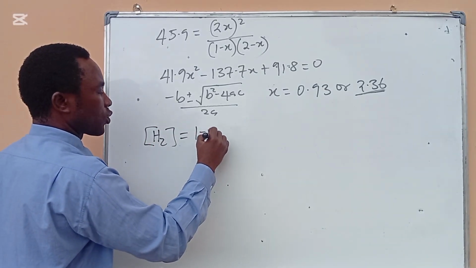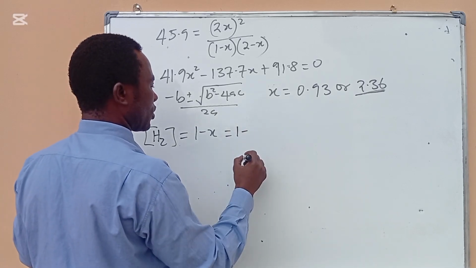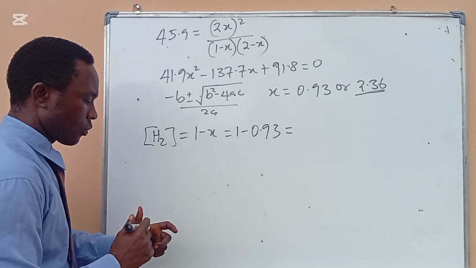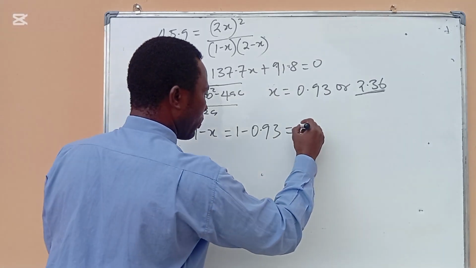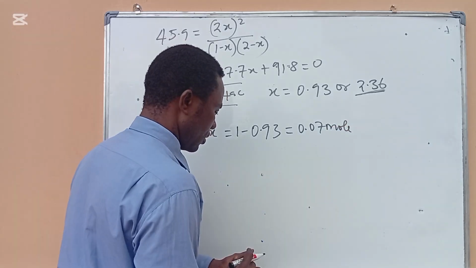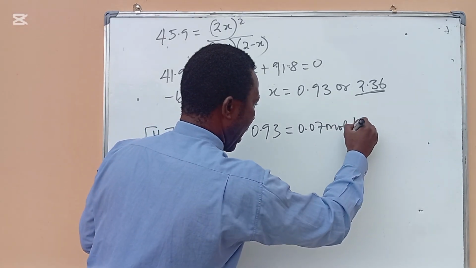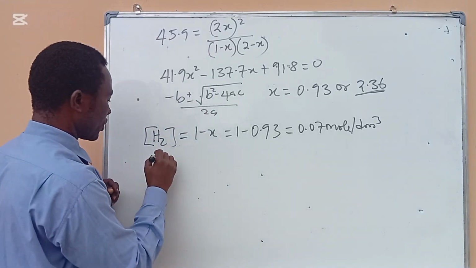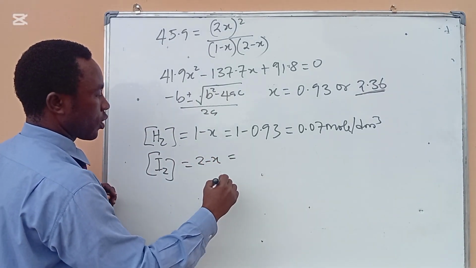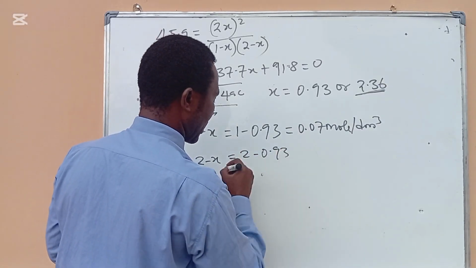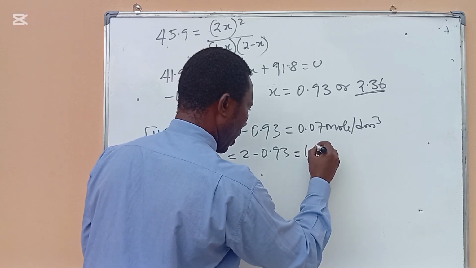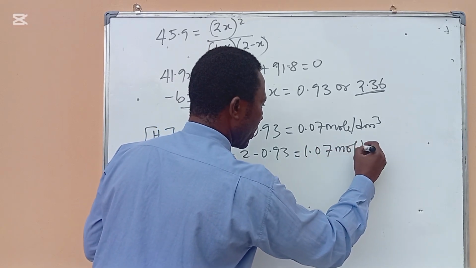Having accepted this, we can now see that the concentration of hydrogen at equilibrium, which is equal to 1 minus x, will be exactly 1 minus 0.93, and that will give us 0.07 mole per dm cube for hydrogen. Then the concentration of iodine, which is equal to 2 minus x, will become 2 minus 0.93, and that will give us 1.07 mole per dm cube.